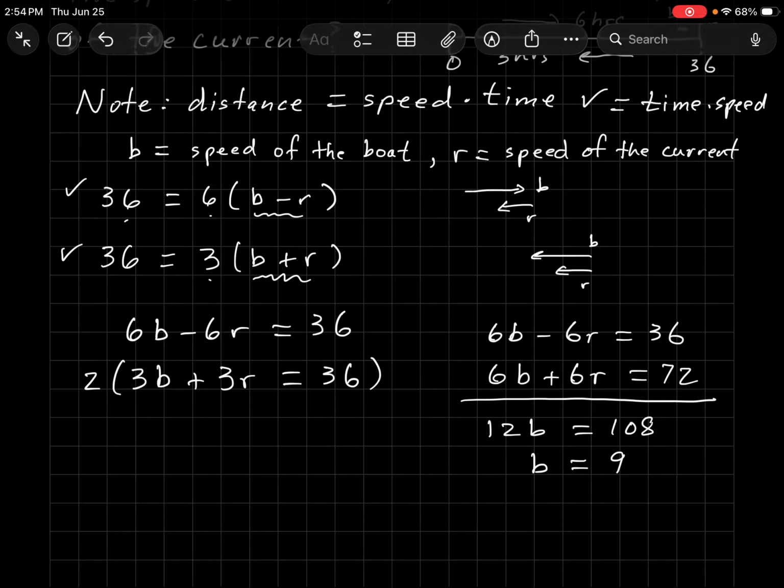Now I need to solve for the r. I will plug it back into this equation. That is, I'll let B equal 9 there. So I'll get 6 times 9 minus 6r equals 36. 54 minus 36 equals 6r, or 18 equals 6r, so r equals 3.